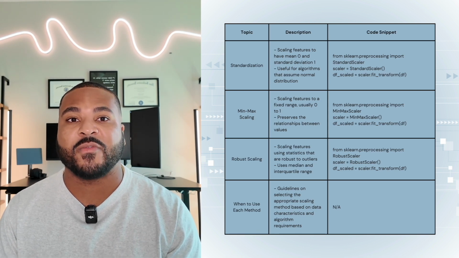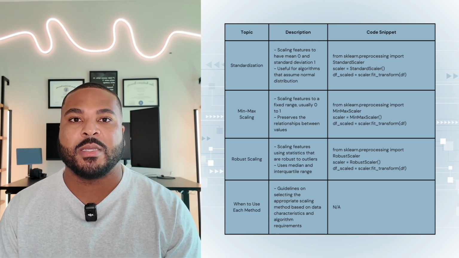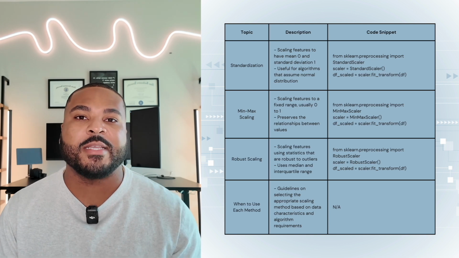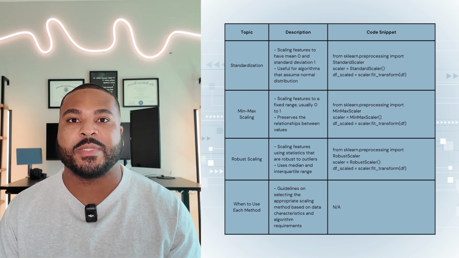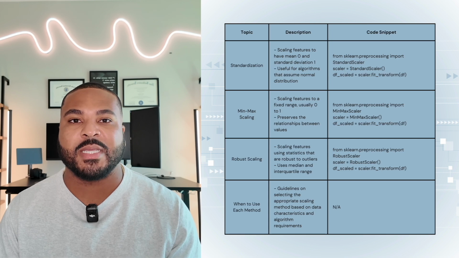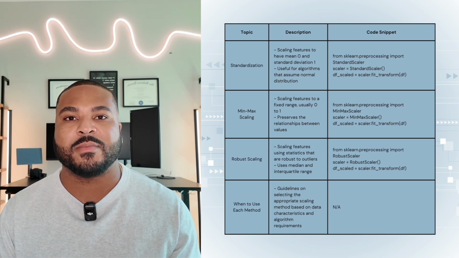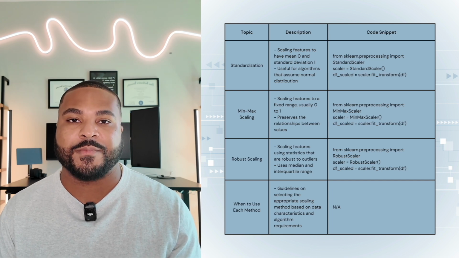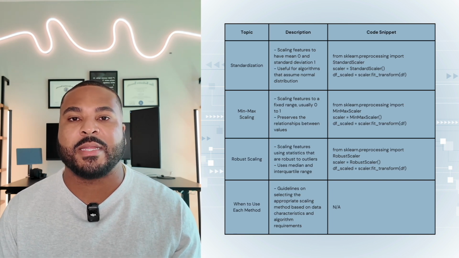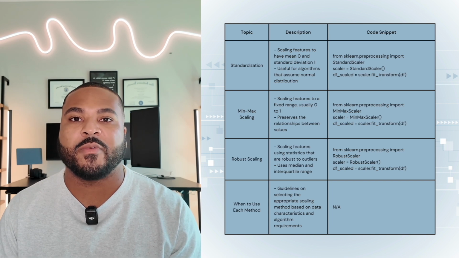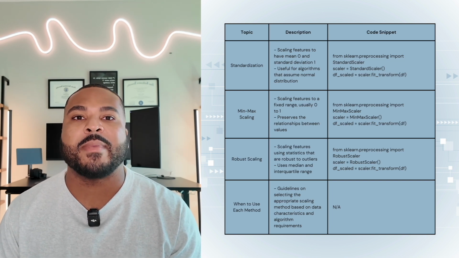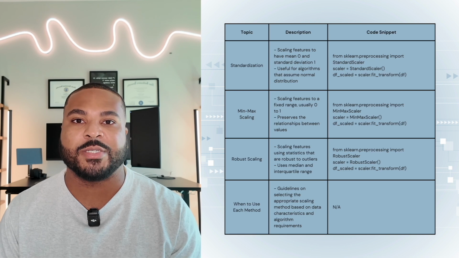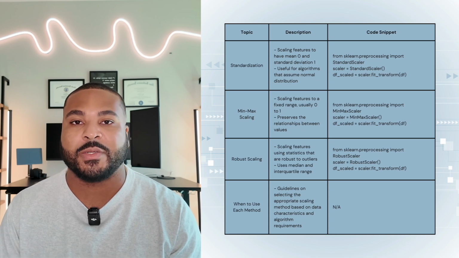Min-max scaling transforms features to a fixed range, usually 0 to 1. This method preserves the relationship between the original data values and is useful for algorithms that do not assume any particular distribution of the data, such as k-nearest neighbors and neural networks. In this code snippet of applying the min-max scaling, MinMaxScaler is used to scale the features in the data frame to a range of 0 to 1.